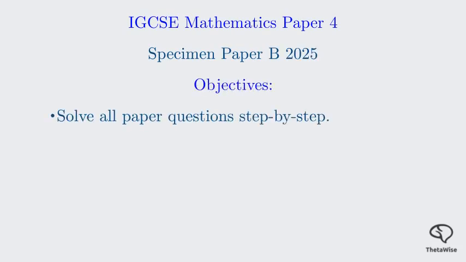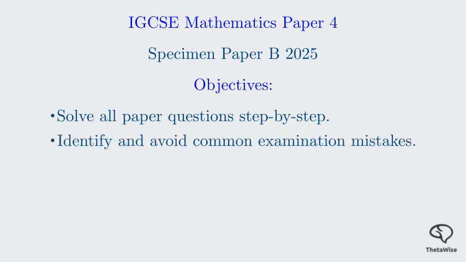Welcome! Today, we are going to work through the worked solutions for the IGCSE Extended Mathematics Specimen Paper B for 2025. This is Paper 4, the calculator-based extended paper. Our objective for this session is to provide clear, step-by-step solutions to every problem on the paper while highlighting common pitfalls to avoid. Before we start, remember the general instructions.